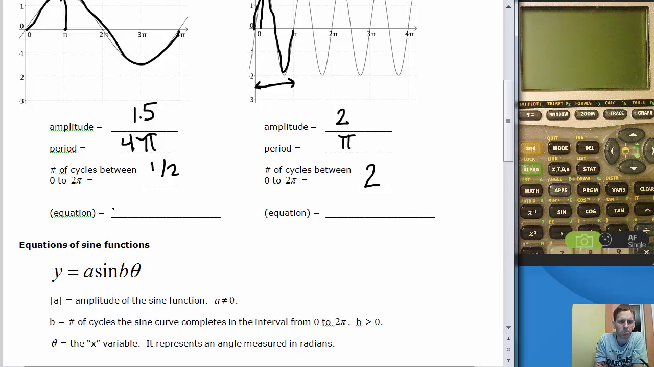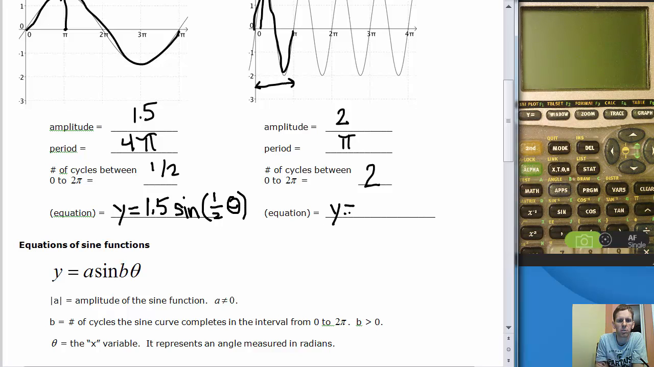So for our first equation, we're going to go y equals, a is the amplitude, which is 1.5, and the graph goes in the positive direction. It goes upward first, so it's going to be a positive value here. Sine, b is the number of cycles the graph completes between 0 and 2 pi, that would be 1/2 right here, times theta. And a lot of times you can put this value here in parentheses.